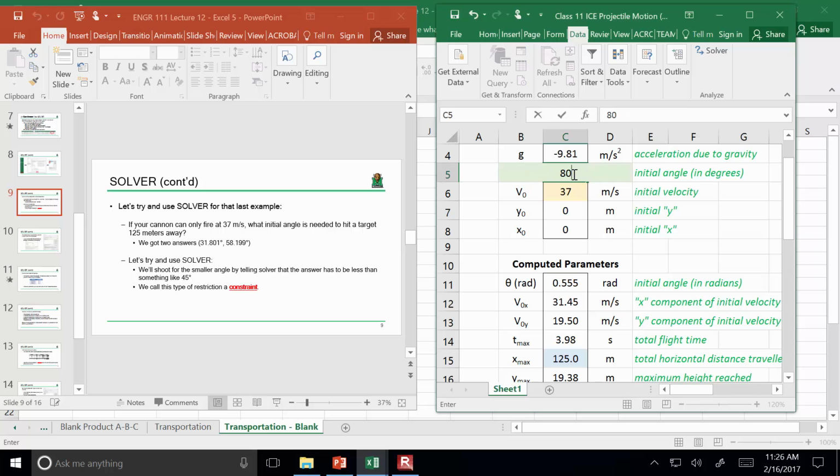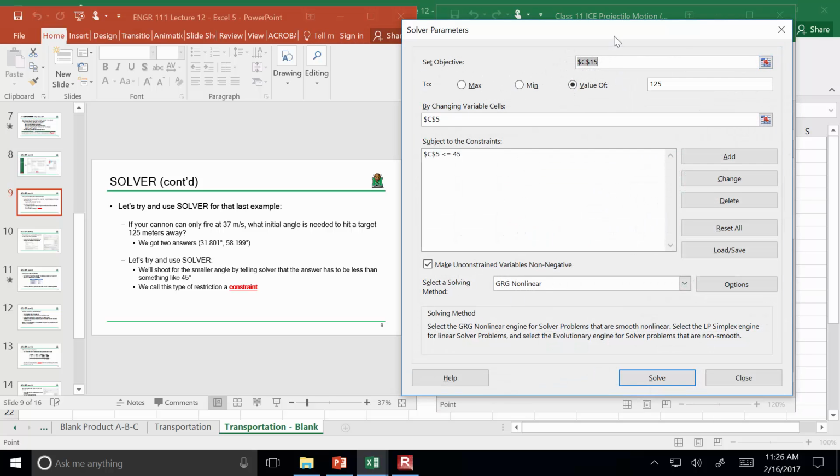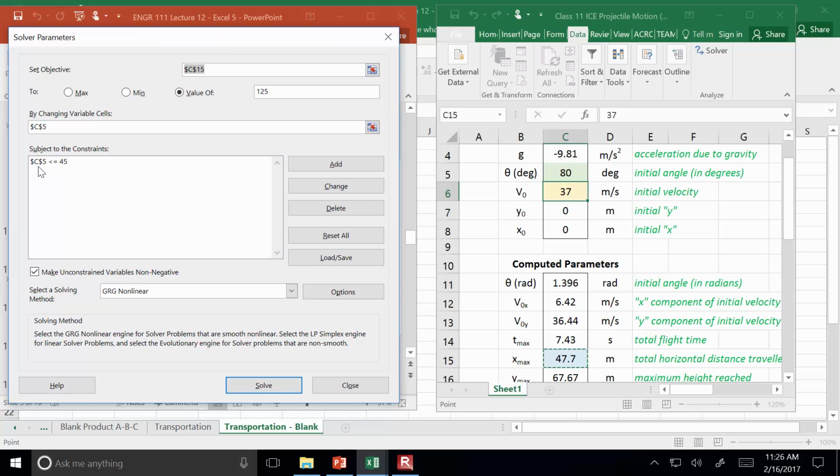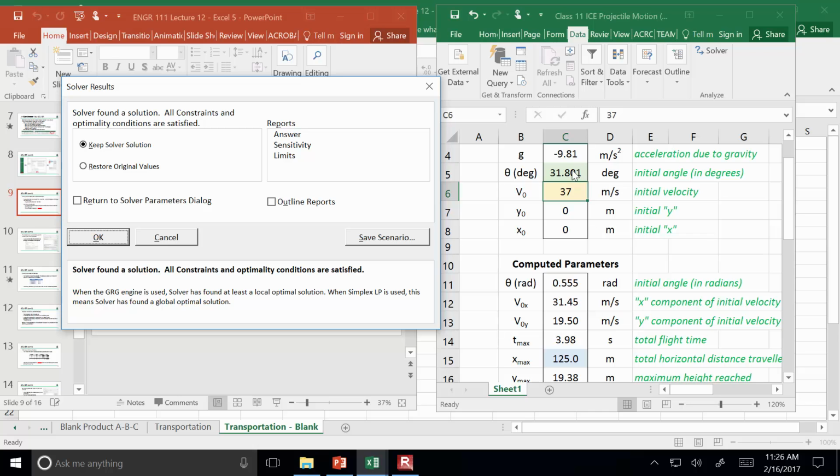Remember before when I said 80 is my initial guess, then it would find the second of the two solutions. But this time, now that I've got that constraint in, now that my constraint is that the angle has to be less than 45, even though my initial guess is the big one, at least I hope, it's not going to go find that 58 degree trajectory. Let's solve for it. And the solution that it found is the smaller of the two because of the constraint.